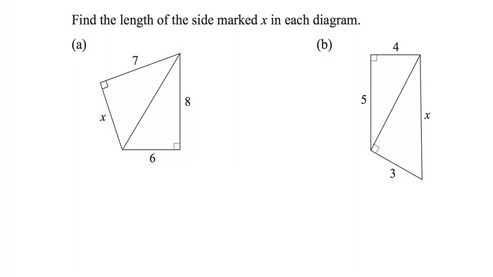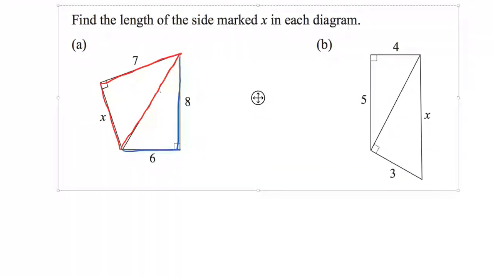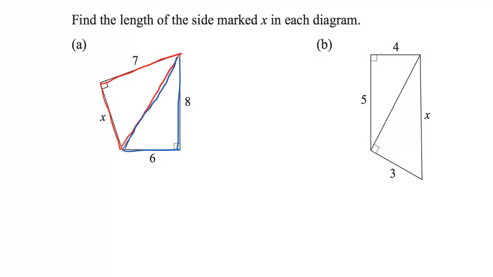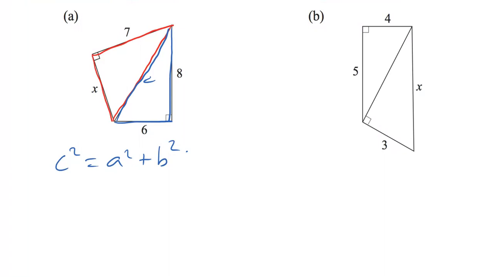Now, in A, our general idea is that we need to, at the end, consider what I'm drawing in red here. But at the moment, we don't yet have enough information to use Pythagoras on that red triangle. So we need that hypotenuse. To find that, I'm going to have to first think about the blue triangle. Let's just call that side C for a second. C squared equals A squared plus B squared. That's Pythagoras.